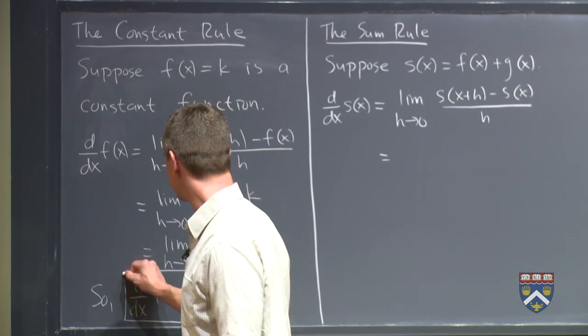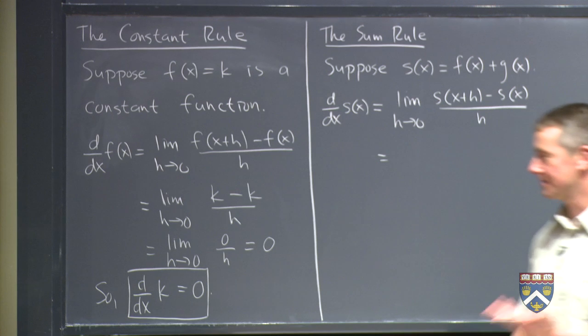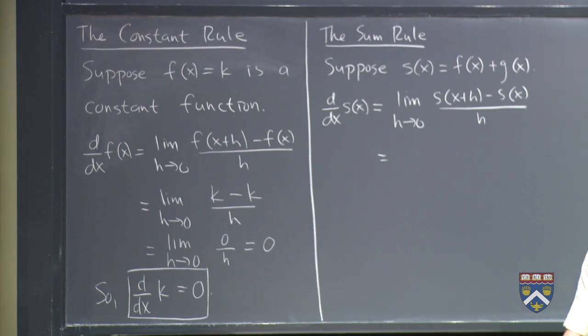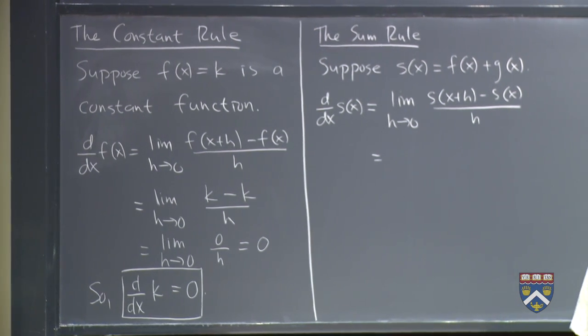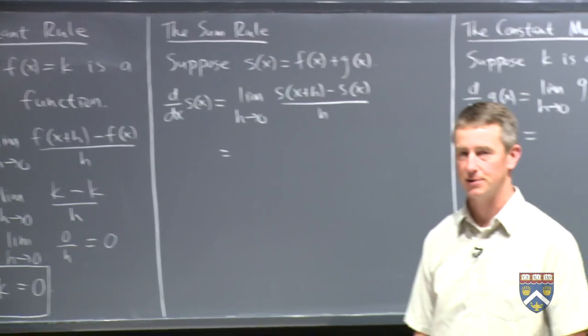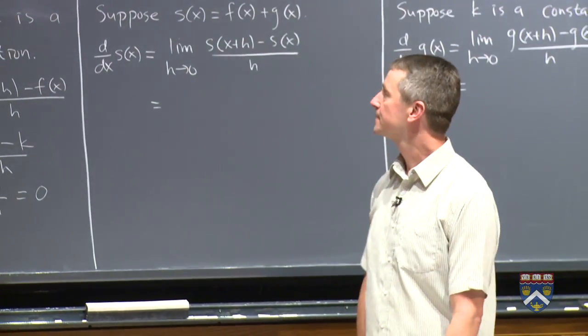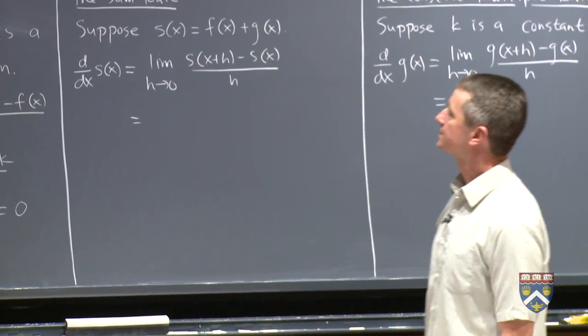So I'm going to start putting these big rules in boxes. This is our first rule, the constant rule. The derivative of any constant is 0. And I hope you agree that that makes sense geometrically since it's the slope of a horizontal line. Let's go to the next one.